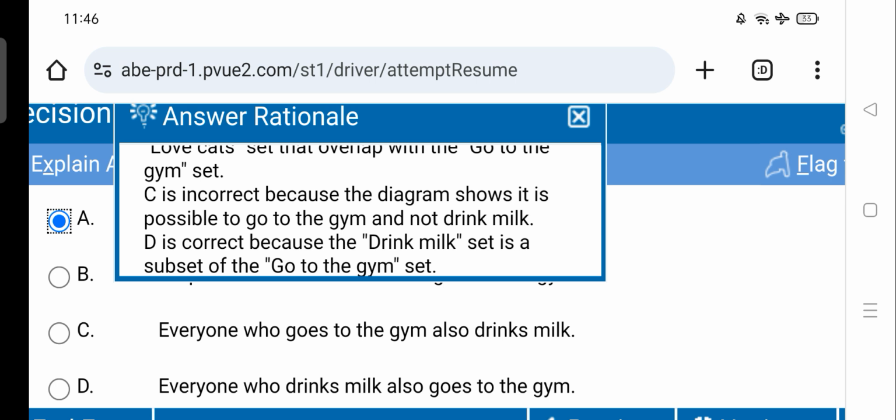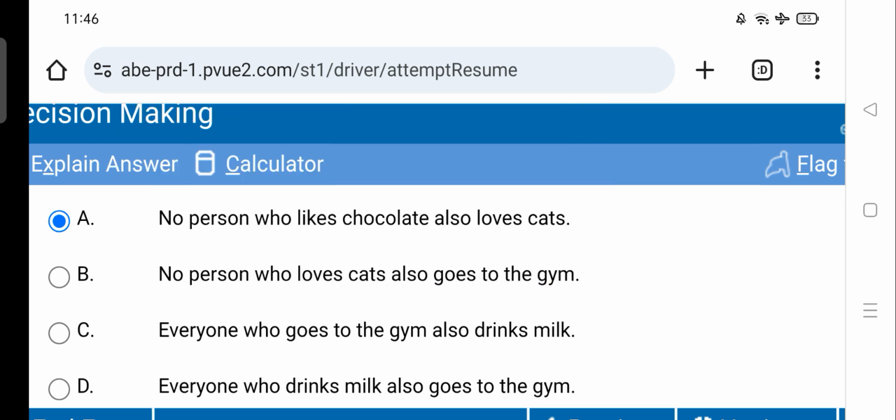Option D is correct because the drink milk set is a subset of the go to the gym set. So here we have the correct option is option D, which says everyone who drinks milk also goes to the gym.